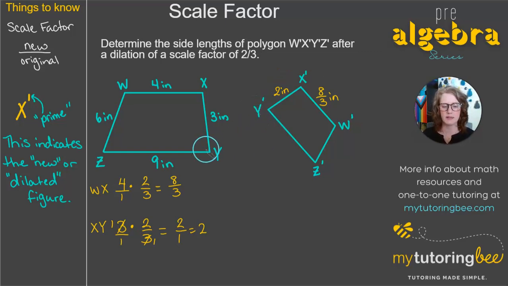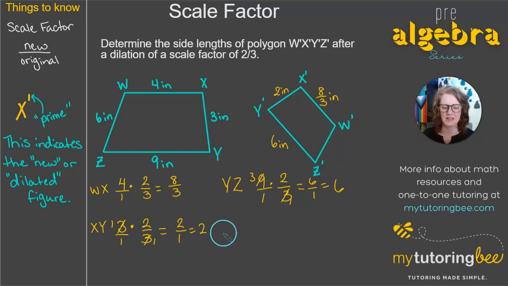So let's go on to the next side length, which is YZ. Again, we're just following the order that it is named. So YZ, and we have 9 inches to start off with. We're going to multiply by 2 over 3. Go ahead and create that fraction. We can do some cross canceling, so let's go ahead and do that. And then 3 times 2 is 6. 1 times 1 is 1. And so we're going to simplify that to 6. So we get 6 inches for Y prime Z prime.